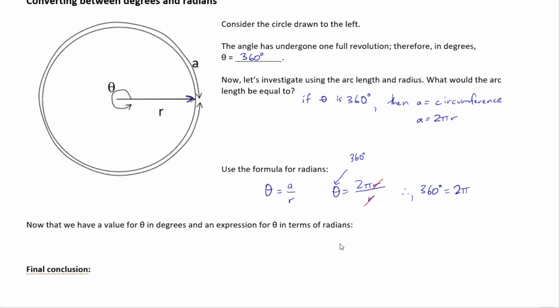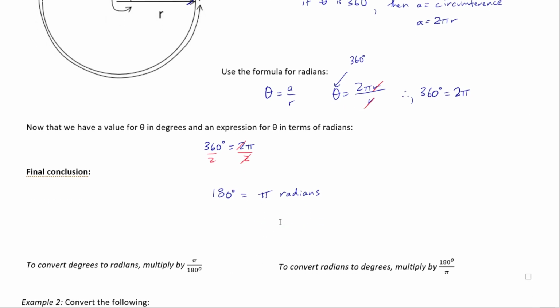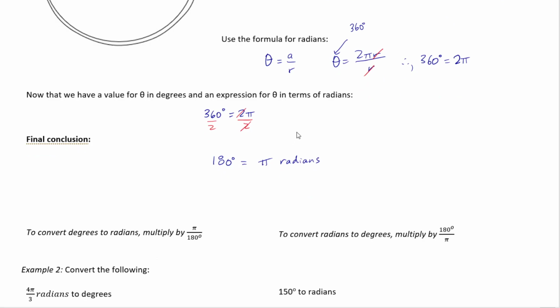So if we have 360 degrees equal to 2 pi, I can simplify that by dividing both sides by 2, and then I get my final conclusion. So my final conclusion is that 180 degrees is equal to pi radians. So 180 degrees is just equal to pi. This allows me to then represent common angles in other ways, right, in radians.